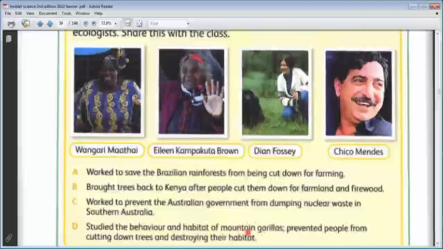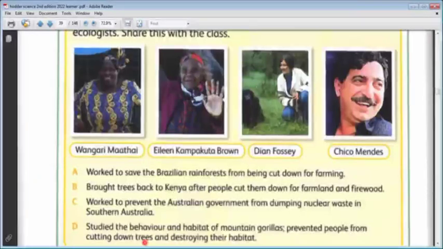So this woman, Dian Fossey, studied the behavior and the habitat of the mountain gorillas. She focused on the mountain gorillas and studied their behavior, their actions, and their habitat, the place where they live, and prevented people from cutting down trees and destroying their habitat. Their habitat is within the trees and the mountains. When people cut down the trees, they destroy the habitat of this gorilla.